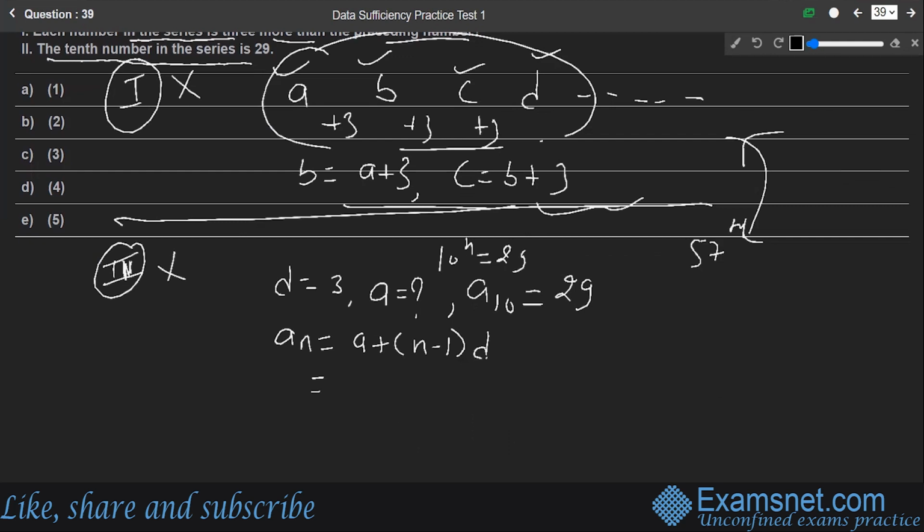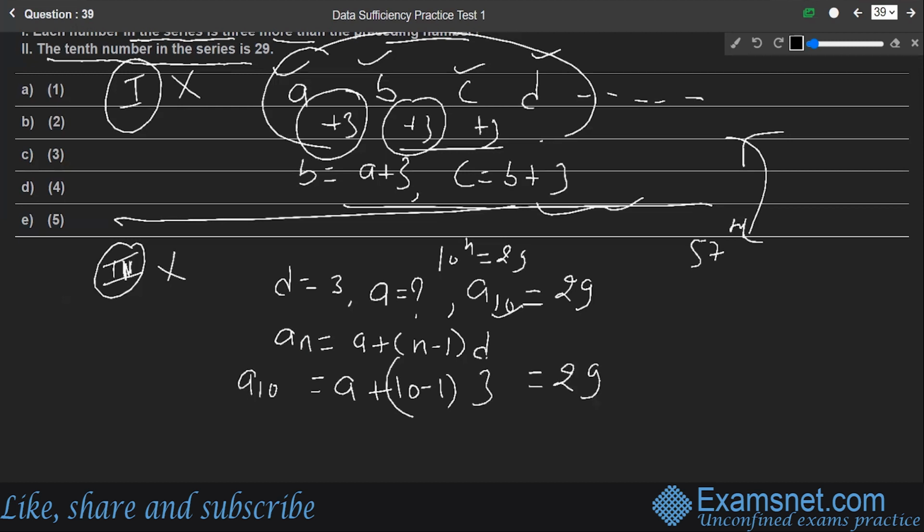By using this we can find the A value. A is the first value, plus n is 10, because we are about to find A10. So it is n minus 1, that is 10 minus 1, and D is the common difference available from the first information, that is 3. A10 has been given as 29. So using this, we can find A's value: A plus 9 into 3 is equal to 29, which gives A as 29 minus 27, that is 2. So A is given, and D we already know is 3.